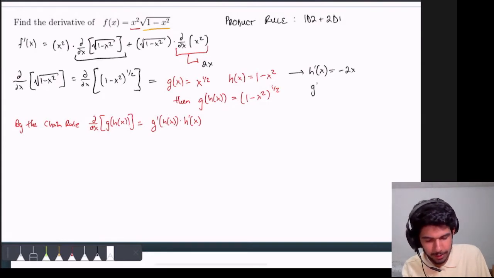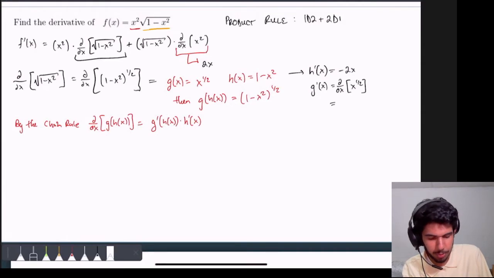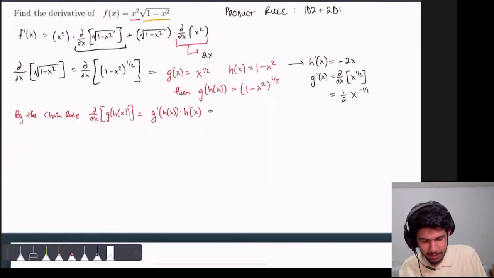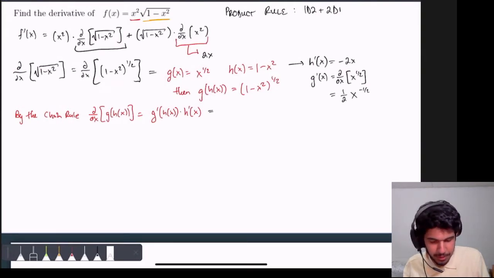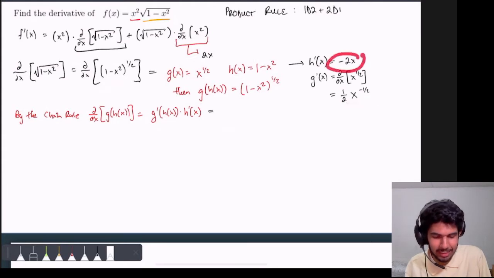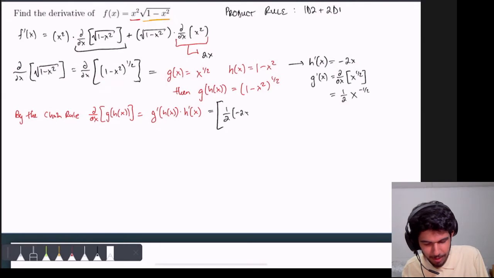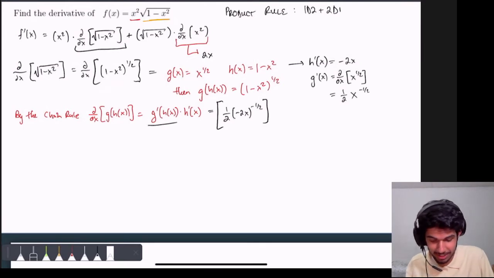And then g prime of x, I'll just write g of x here, so we have it close by. And this is just a simple power rule. We bring down the exponent, we keep the variable, and then we decrease the power by 1. So now we can apply g prime of h of x. So that would be this function here, where the x has this negative 2x substituted in it. So that would be equal to 1/2 times negative 2x to the negative 1/2. That's this g prime of h of x term here. Oh, sorry, that's actually not true.